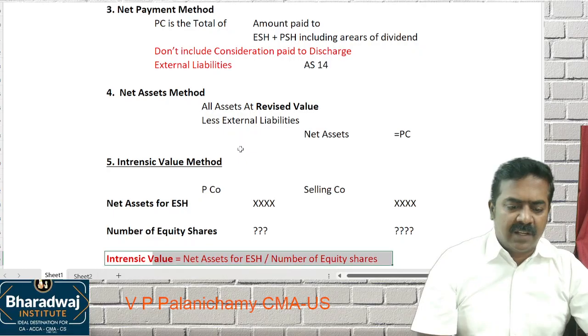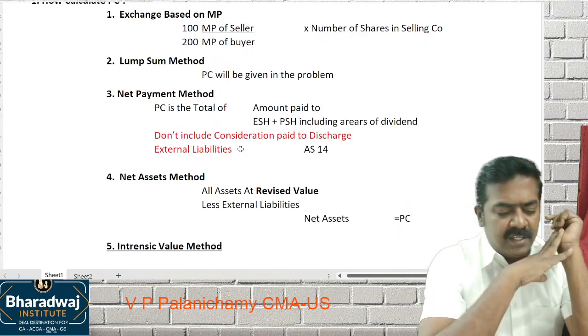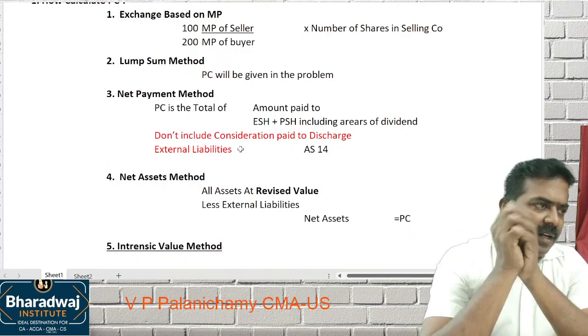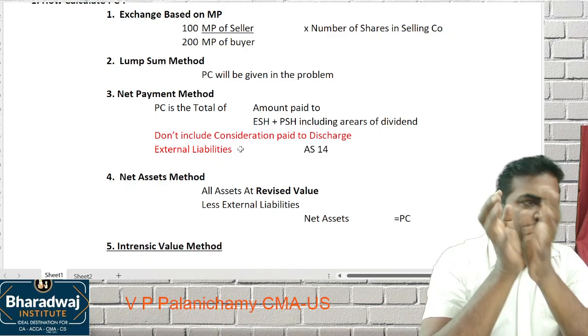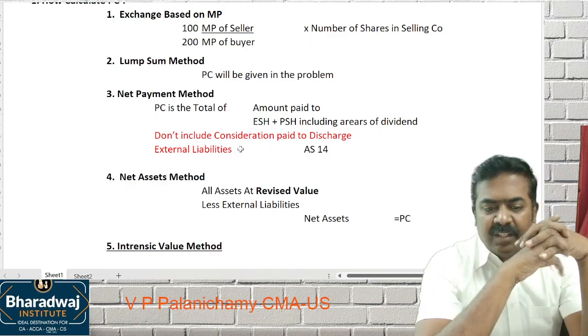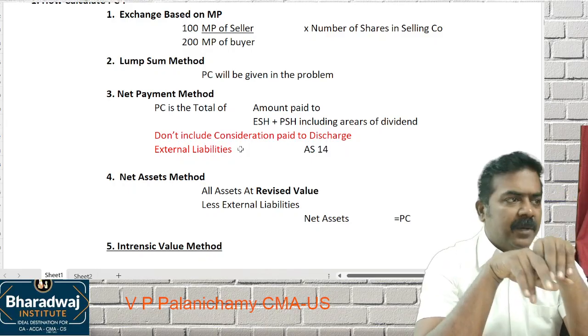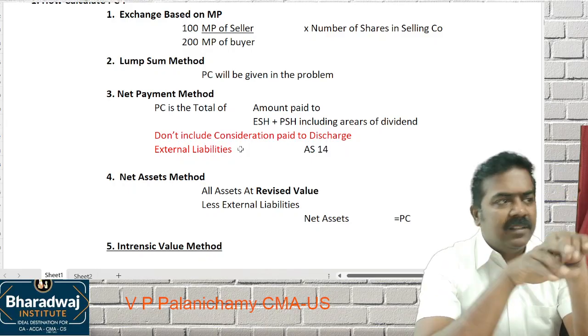Okay, these are the methods in which we work out what? Purchase consideration. If they tell that shares are exchanged based on market price, go for the first method. If they tell that the shares are allotted with the lump sum amount like 5 crore, 10 crore, go for the second method. If they give you how much is paid for equity shareholders, preference shareholders like that separately given, go for which method? Net payment method.